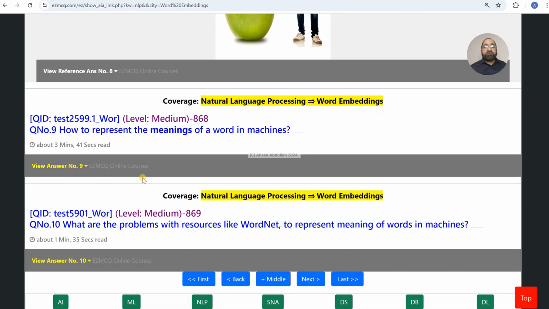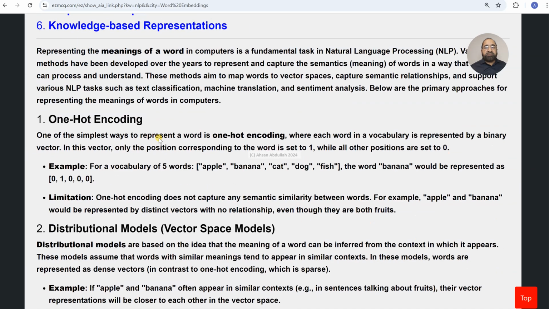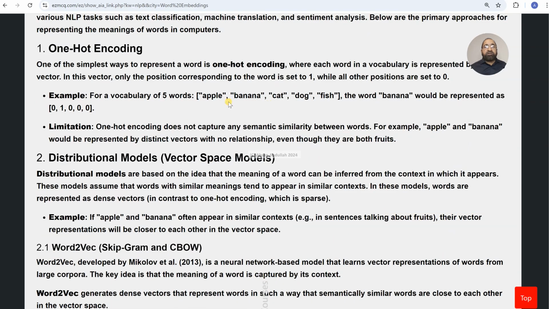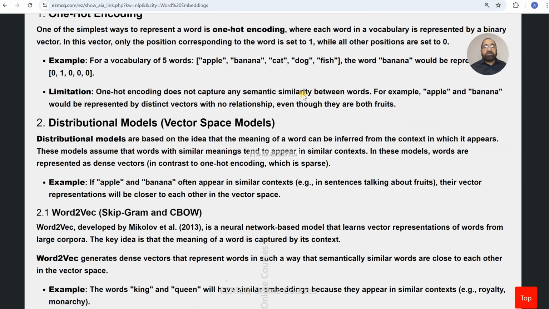So how to represent? Before the machines can understand, we should be able to represent the meanings of the words for the machines. Then we look at the resources and the limitations also. One is the one hot encoding, which we have mentioned a number of times. It's a binary vector. So the binary vector for apple would look like this, banana would look like this, and so on. Apple would have a one here and all the zeros. This is not very smart because it does not capture the semantic similarity.